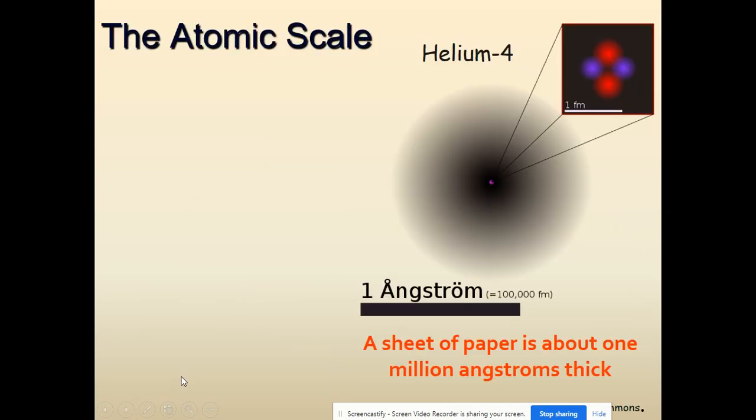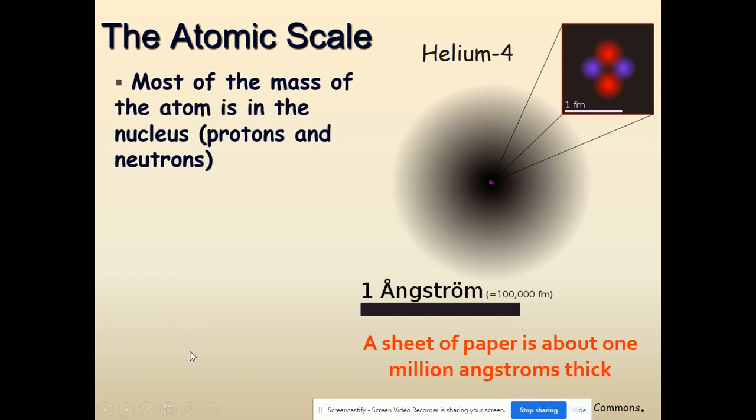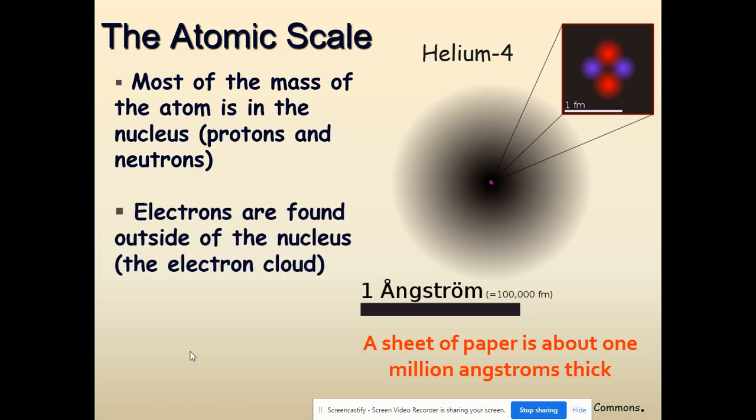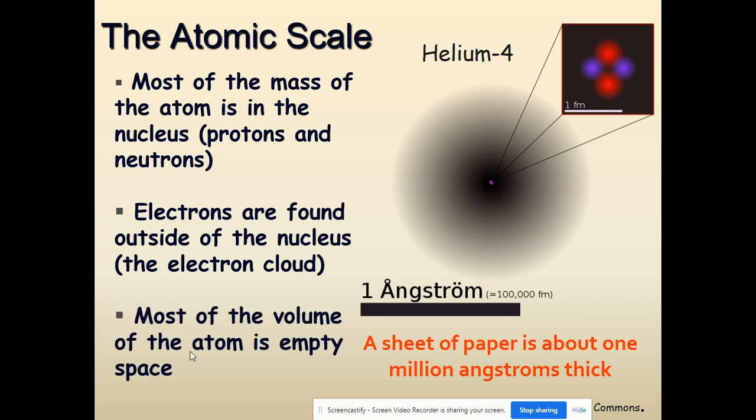Okay, just to give you an idea about how small an atom is, here we have an atom of helium, and the helium atom is about 1 angstrom thick. And just to give you a perspective, when we look at a sheet of paper, it's about 1 million angstroms thick. So you think about, in your thickness of paper, you have about 1 million atoms. So like I said, the mass is mostly made up of neutrons and protons. The electrons are outside in the electron cloud. So most of the volume of the atom is empty space.